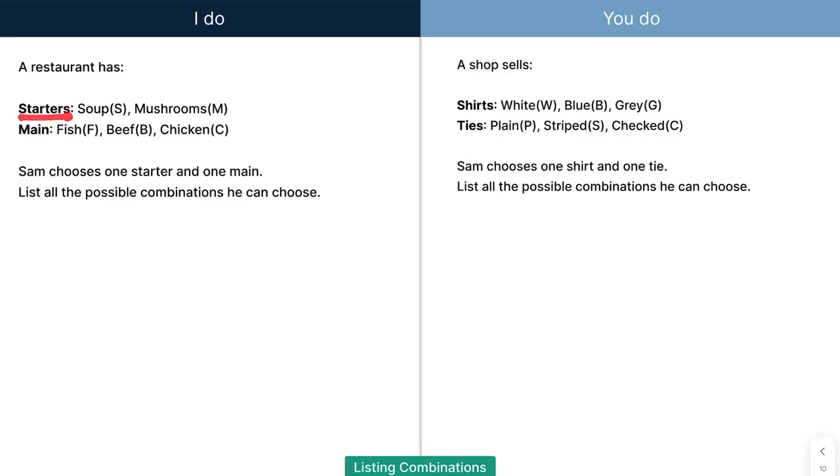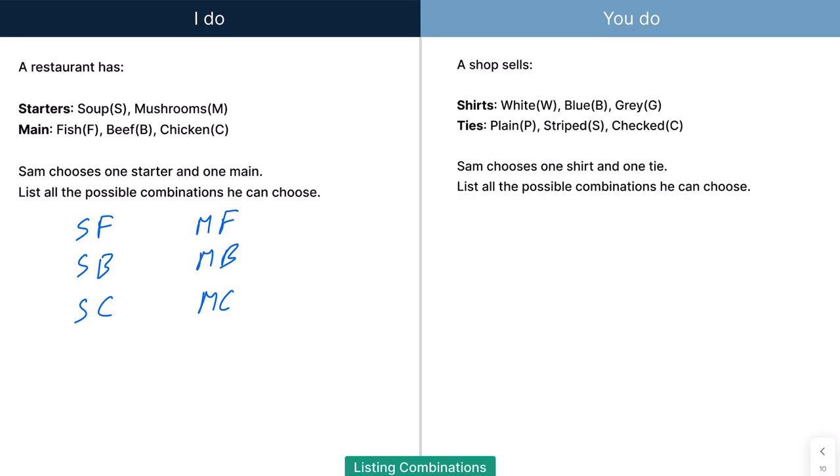So we have starters, soup and mushroom, and then we have main, which is fish, beef and chicken. He's going to pick one starter, we've been told, and one main. So if he picks soup, he could pick soup with fish, or soup with beef, or soup with chicken. Instead of soup, he could have chosen mushroom, and again, he could have mushroom with fish, or mushroom with beef, or mushroom with chicken, and that is how you answer a question like this.